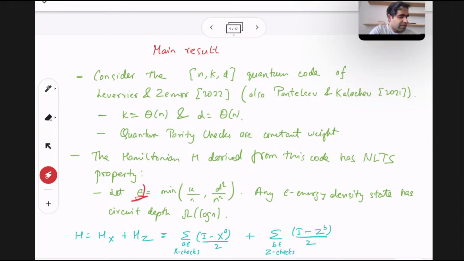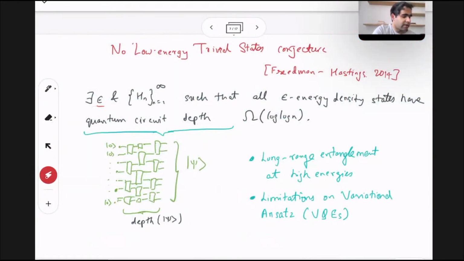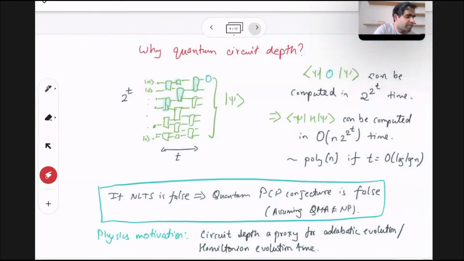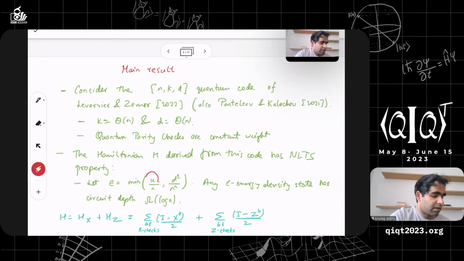which is that suppose I choose my epsilon that I displayed here, this epsilon that they asked, if I choose my epsilon to be the relative rate or the relative distance squared, which is a constant according to these results, then any state with energy density at most epsilon requires a circuit depth at least log the number of qubits. So although they asked for a circuit depth of log n, we can prove a much larger circuit depth lower bound of log the number of qubits. So any quantum state in that regime requires at least log n depth circuit to prepare.